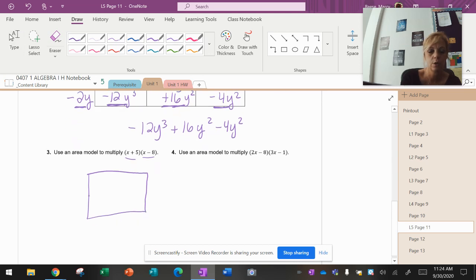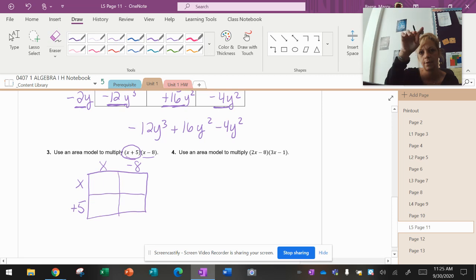What we're going to do here is make a block of a 2 by 2. For this x plus 5, each of these blocks is going to be separated with one term and then another term. And then that x minus 8 is going to be on the top. It's going to say x minus 8 there, right? So 2 rows, the rows are going across. That's the x and then the plus 5, and then the columns are x minus 8. So every term gets its own little block, so to speak, on the sides, okay?